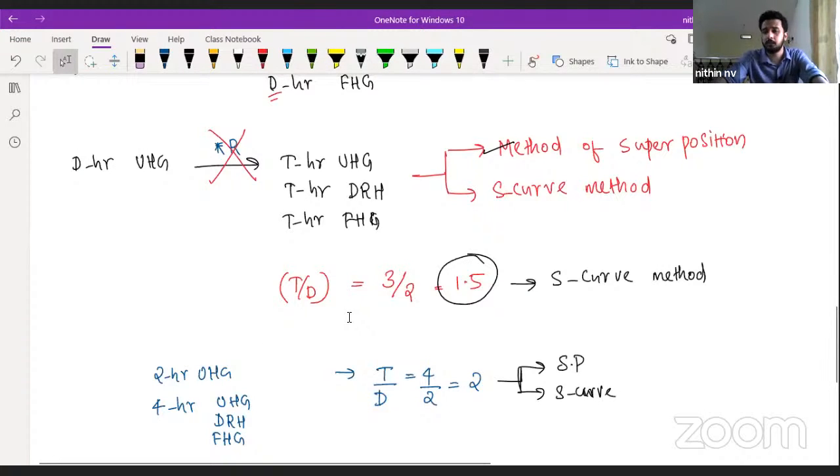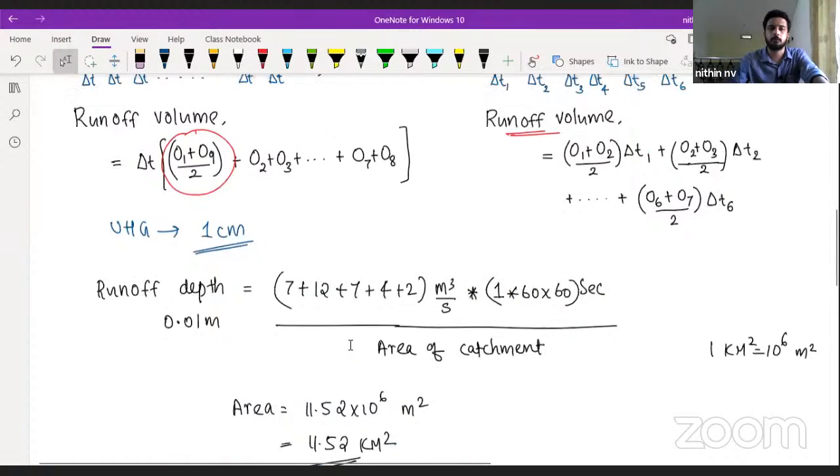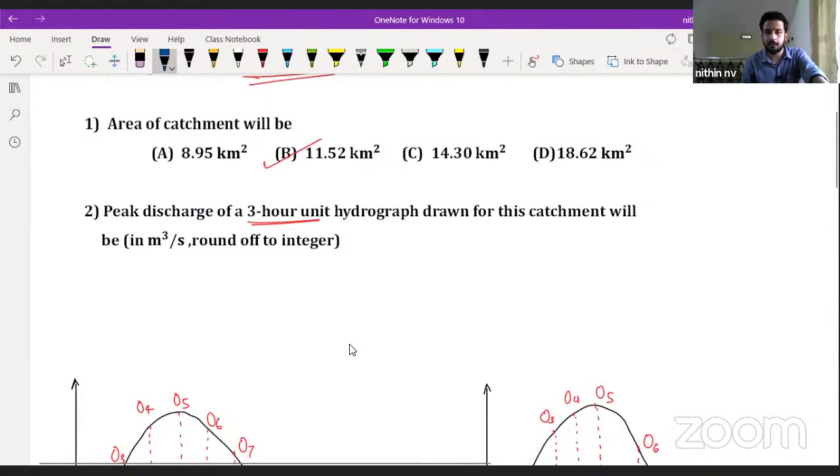So in this question, now you tell me which method you are going to use. What we want to calculate here, I'm just going back to the question. What we have in the question is a 2 hour unit hydrograph. And what they are asking is a 3 hour unit hydrograph peak value or ordinate value. Which method you are going to use?